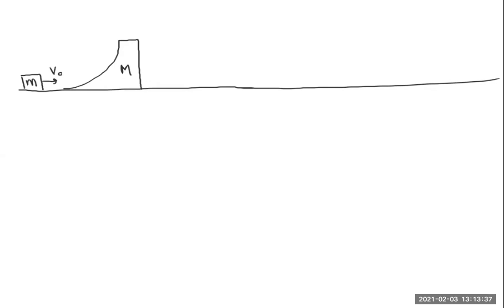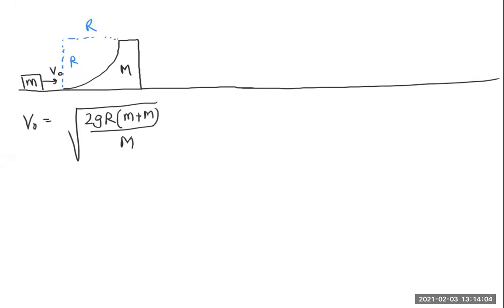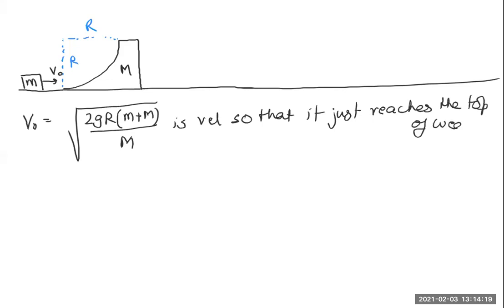We did this question, right? What was the value of v naught? Anybody can tell me? Such that it just climbs, v naught is equal to root 2 gr into small m r plus capital M upon capital M, is the velocity so that it just reaches the top of the wedge.